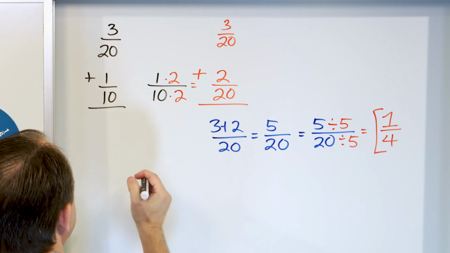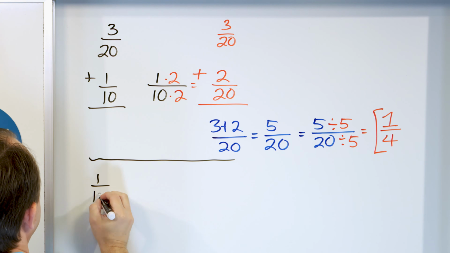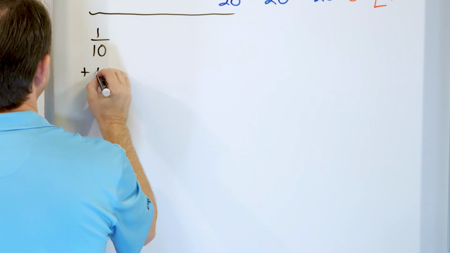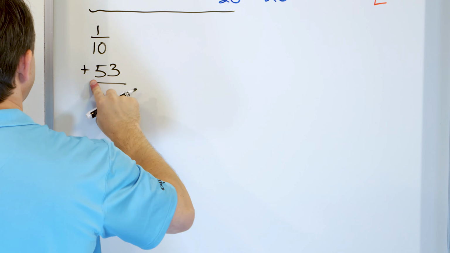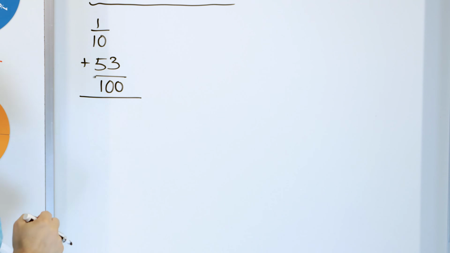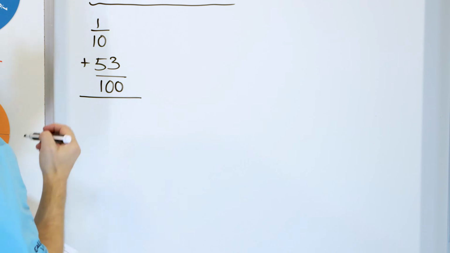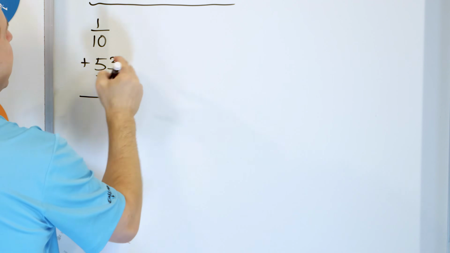All right, cranking right along, almost done. Let's take a look at 1/10, and we're going to add to that 53/100. So we have, again, a 10 in the top fraction for the denominator and 100. So all I have to do is multiply this by 10. That would give me this guy.